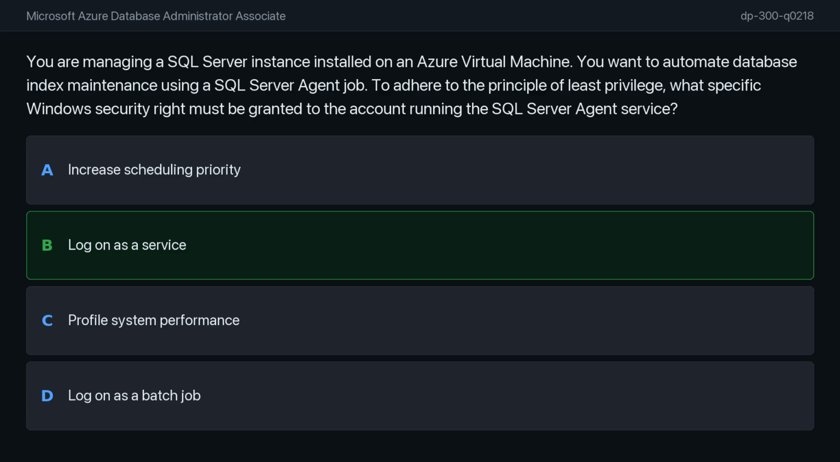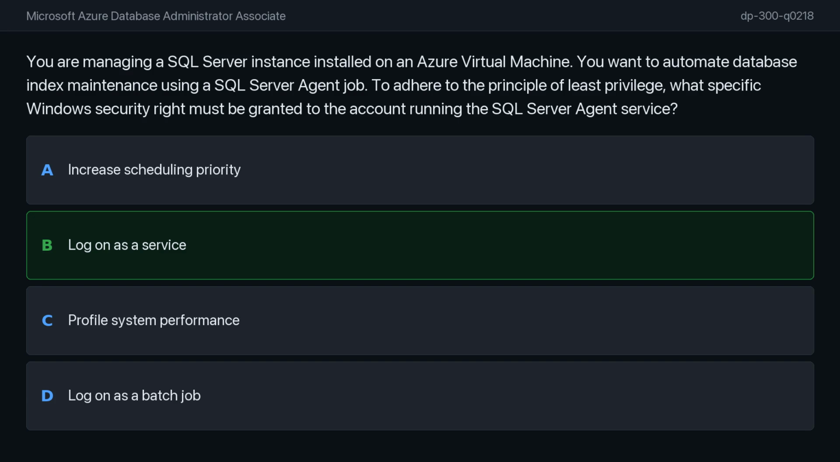I believe the correct answer is option B, log on as a service. This right is the mandatory requirement for any account tasked with running a Windows service. It provides the account with the authorization to start and execute processes in the background, independently of an interactive user. This is the minimum privilege necessary for the SQL Server Agent to function correctly, which aligns with the principle of least privilege.